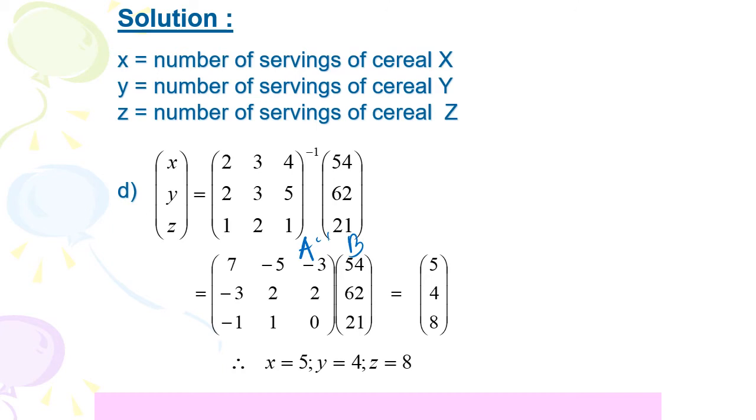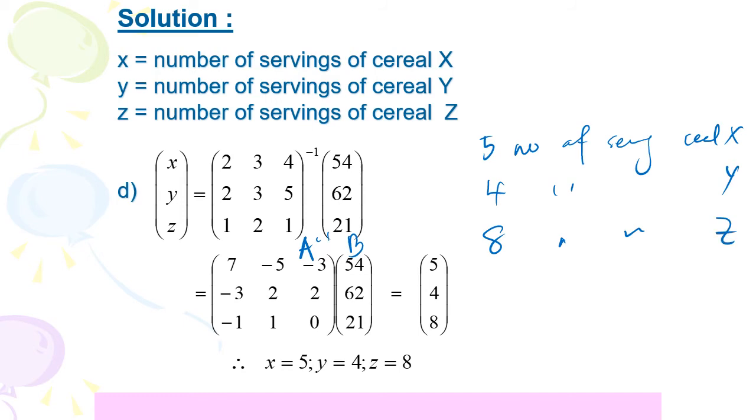So the conclusion is, what is X? X is the number of servings of cereal X, Y is the number of servings of cereal Y, and Z is the number of servings of cereal Z. So write down the conclusions. So the result is 5 servings of cereal X, and then 4 servings of cereal Y, and then 8 servings of cereal Z.